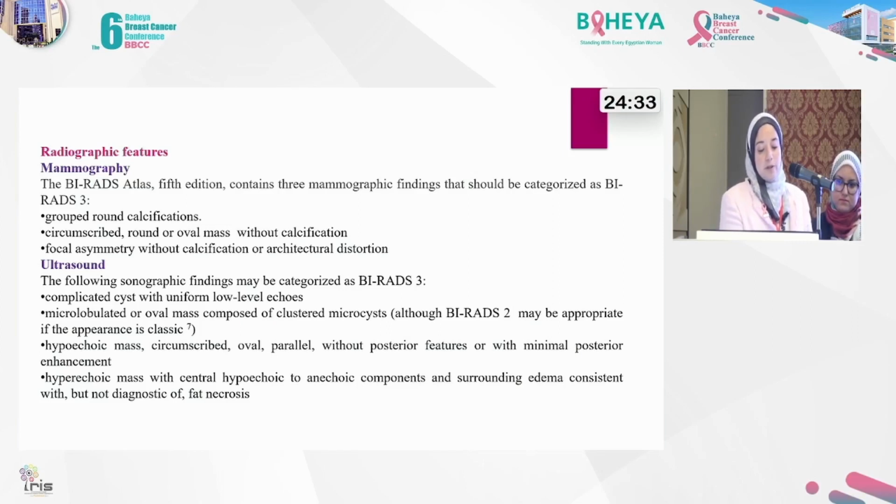The following sonographic findings may be characterized as BI-RADS 3: a complicated cyst with uniform low-level echoes, a microlobulated or oval mass composed of clustered microcysts, a hypoechoic circumscribed oval parallel mass without posterior features or with minimal posterior enhancement, or a hyperechoic mass with central hypoechoic to anechoic components and surrounding edema that's consistent with but not diagnostic of fat necrosis.